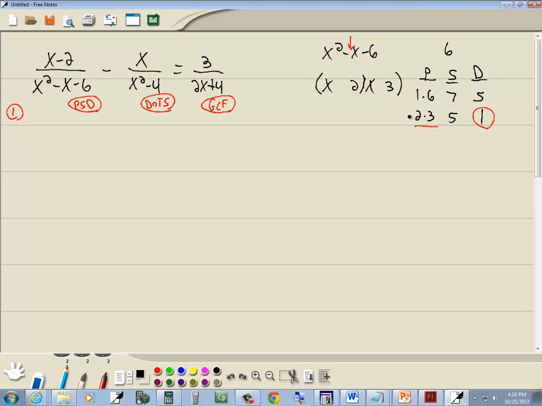Now our larger number in the P column that we're using, which is a 3, is always going to be the same sign as the middle term, which was negative. The number with circles in the difference column, D for different signs, means one's positive and one's negative. Since the 3 is negative, then the 2 has to be positive. So that factors as (x - 2) over (x + 2)(x - 3).